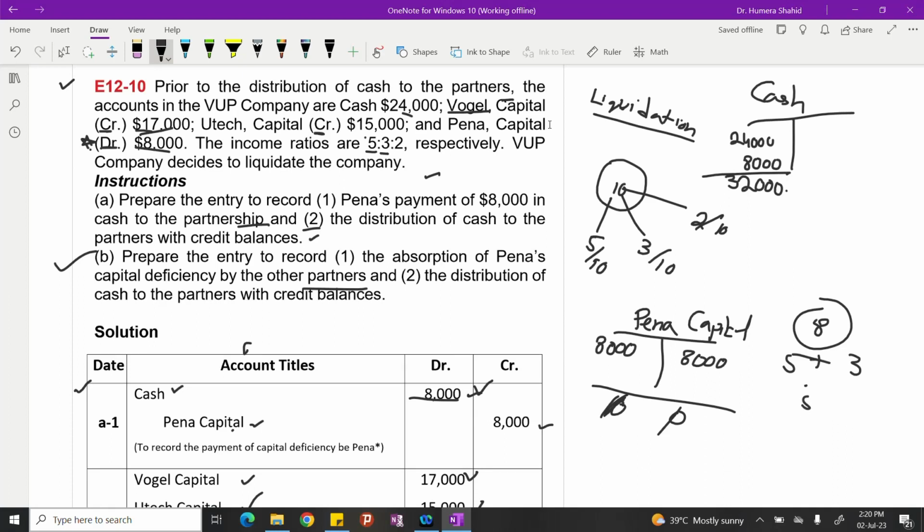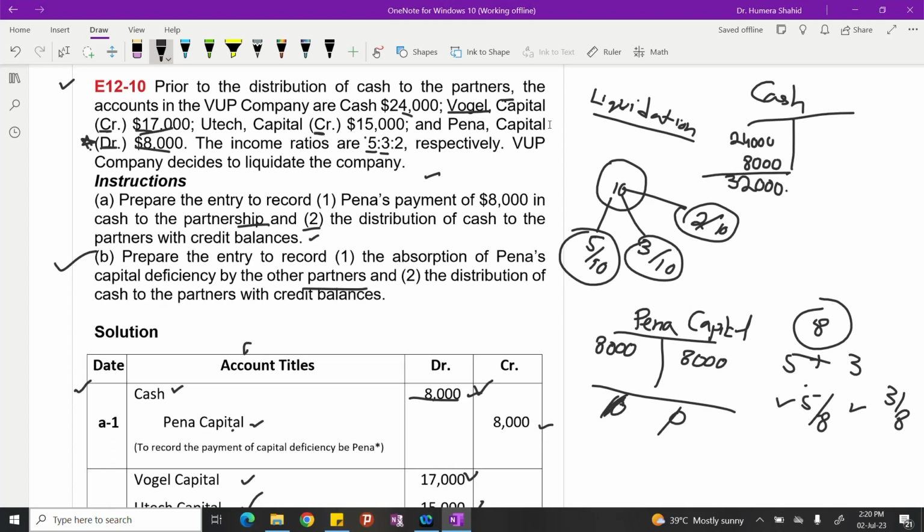So 5 by 8 will be shared by Vogel. 3 by 8 will be shared by UTech. This one is for all the partners, but we have now only 2 partners. So for 2 partners, we are only 5 and 3, not 5 plus 3 plus 2, right? That's why my ratio is 5 by 8 and 3 by 8 right now.